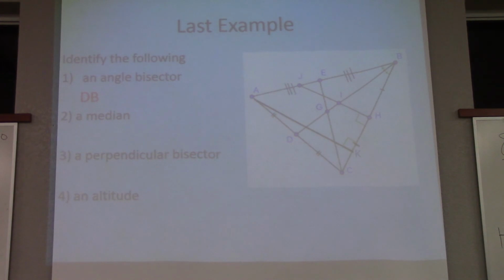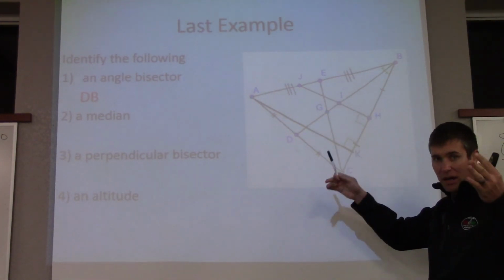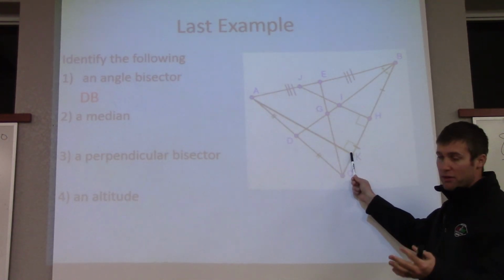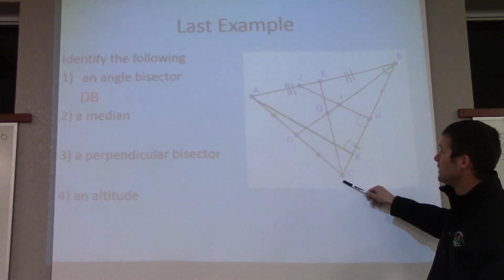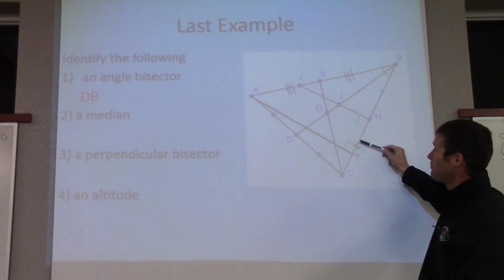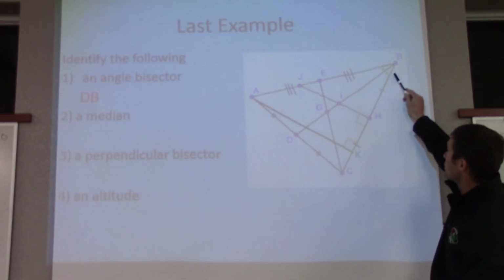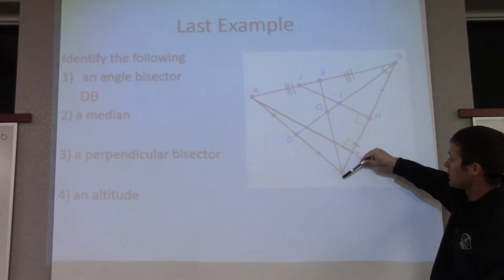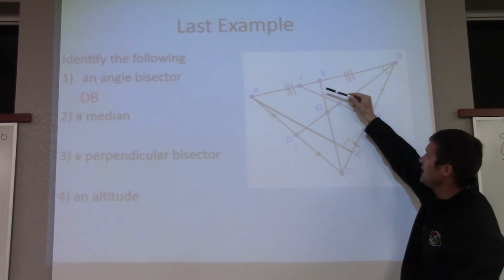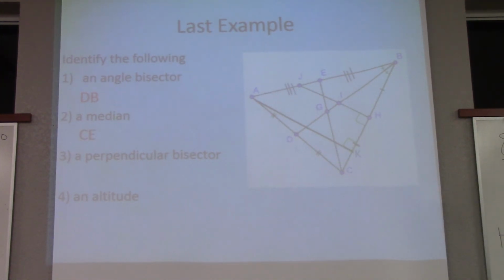A median, if we think about it, goes from the vertex to the opposite side and bisects that side. So if I look at A to K, it goes from the vertex, but it doesn't bisect this side. If you look at J to H, it bisects the side, but it doesn't come from a vertex. You look at this one right here. The median goes from C to E. It bisects this side, so that's what we call a median.